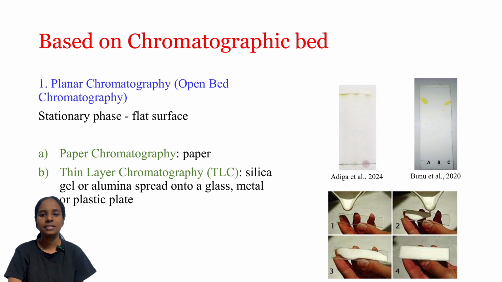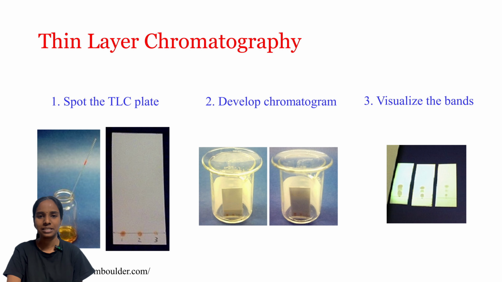Here this is an image of paper chromatography and this is an image of thin layer chromatography using a TLC plate. This is the process by which a TLC plate is prepared. Here the silica gel or alumina is mixed along with water as the solvent and then it is spread onto a glass slide. Once this solidifies, we can peel the TLC plate out and then use it as a chromatographic bed. Now how is thin layer chromatography or paper chromatography carried out?